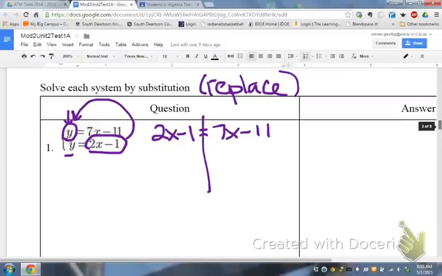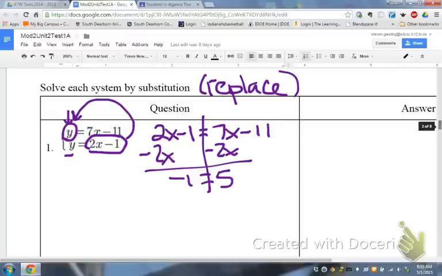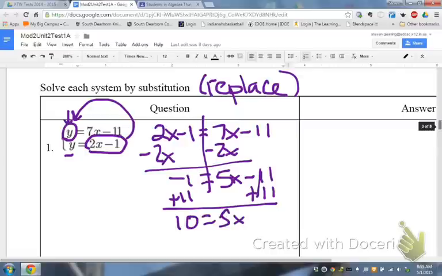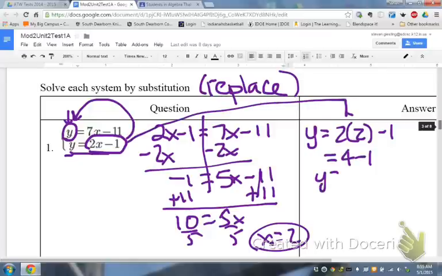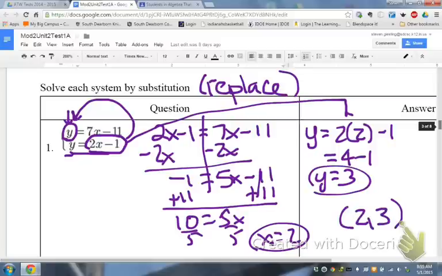The left side, notice, has the least amount of x's, so I'll take away 2x. Negative 1 equals 5x minus 11. We can then add 11. And again, you guys did this all throughout module number 1. Dividing by 5, we find out that x equals 2. Then, of course, remember, we substitute that back in. I'll go to this bottom equation where it says y equals 2x minus 1. I'll put 2 in where the x was, 4 minus 1, y equals 3, and thus the answer becomes (2, 3).